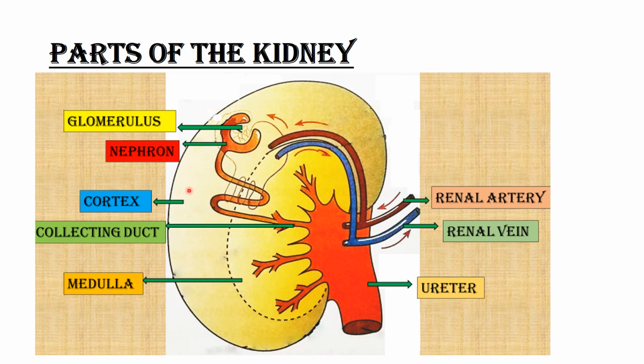The outermost portion of the kidney is called the cortex. The inner region of the kidney is known as the medulla. Since the kidney is responsible for filtration of blood, the dirty blood enters into the kidney from the renal artery.